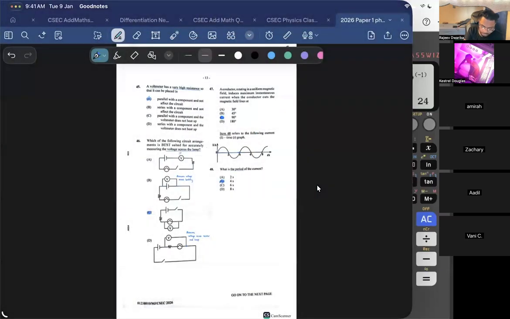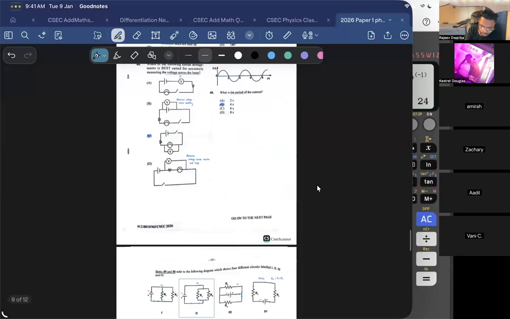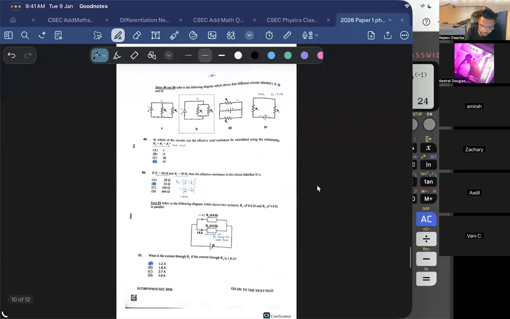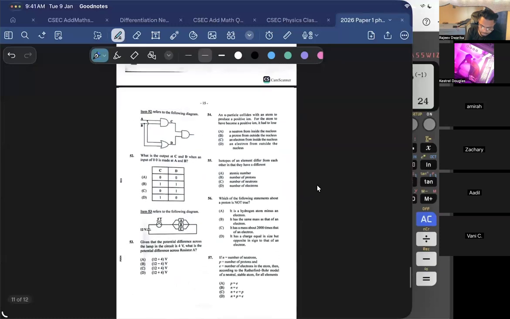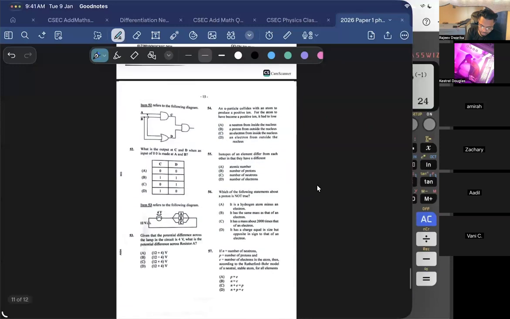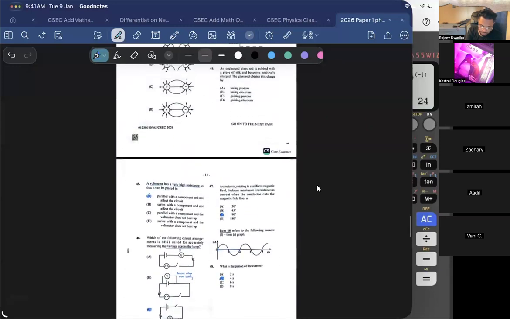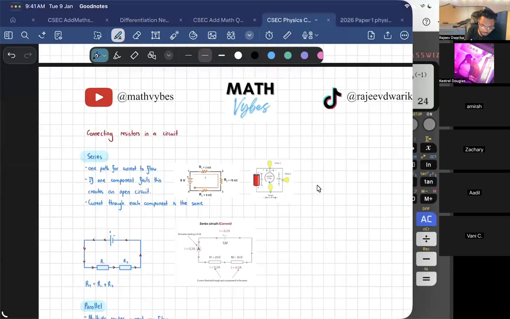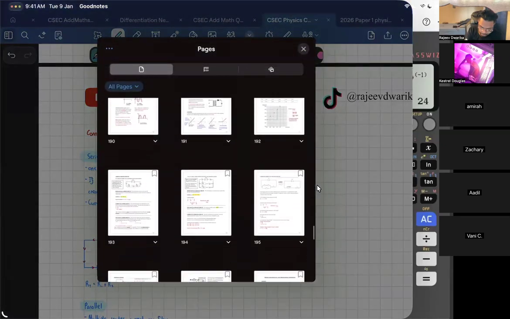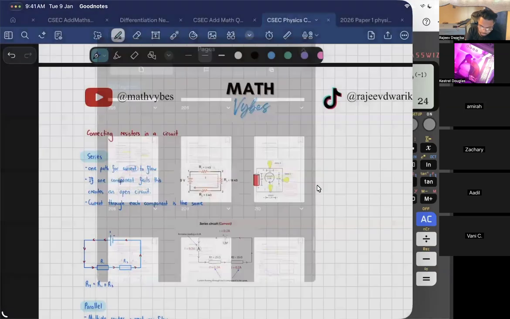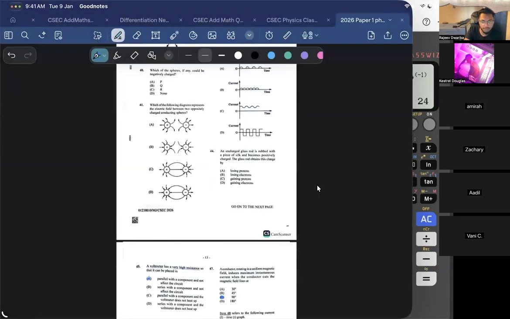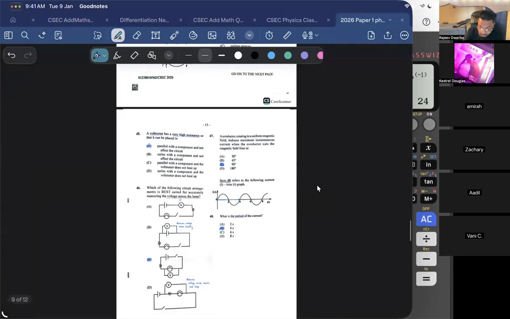Let me show you how close we are to ending the syllabus. This is the electrical part of physics. Logic gates will come in the paper too. All we have to look at now is nuclear physics, and that's it. We're very close to the end of the syllabus. We just have one more topic to do, which is nuclear physics. That's it. Past papers right through.